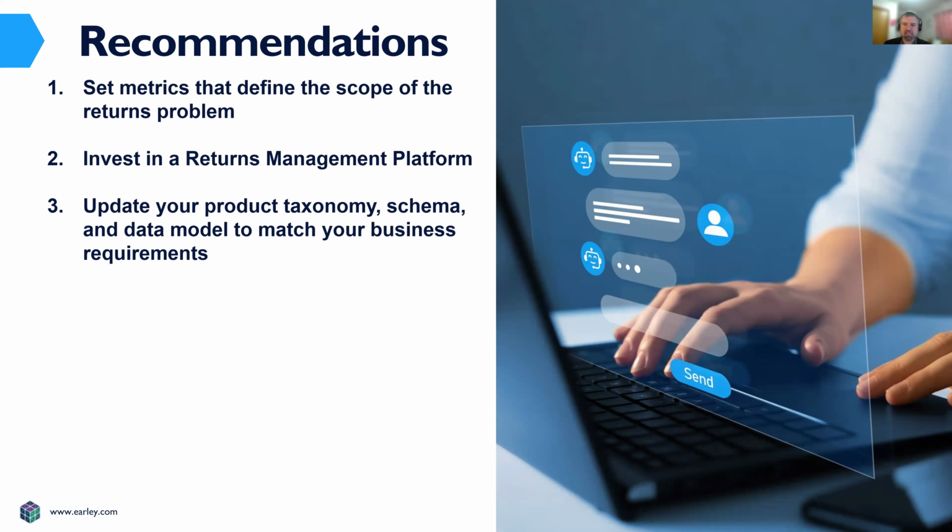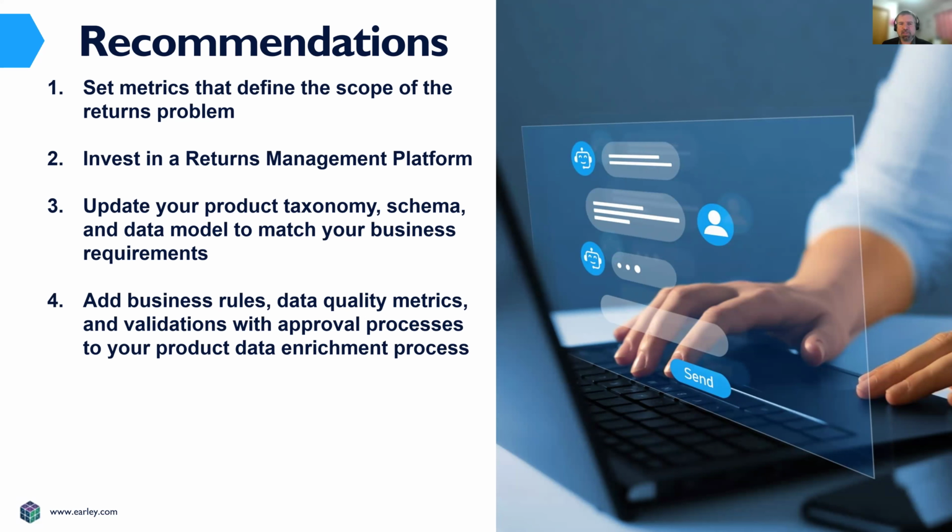And sometimes a PIM that is 5, 6, 7 years old, that may be lagging in some of the features, is more of the problem in being able to collect data than the taxonomy itself. If you can't implement the proper schema or taxonomy or data model, you're never going to get to where you want to be. You want to add business rules and data quality metrics and validations with your approval process so that you can understand how exactly you can get to the product data enrichment process that gets you the best quality data.